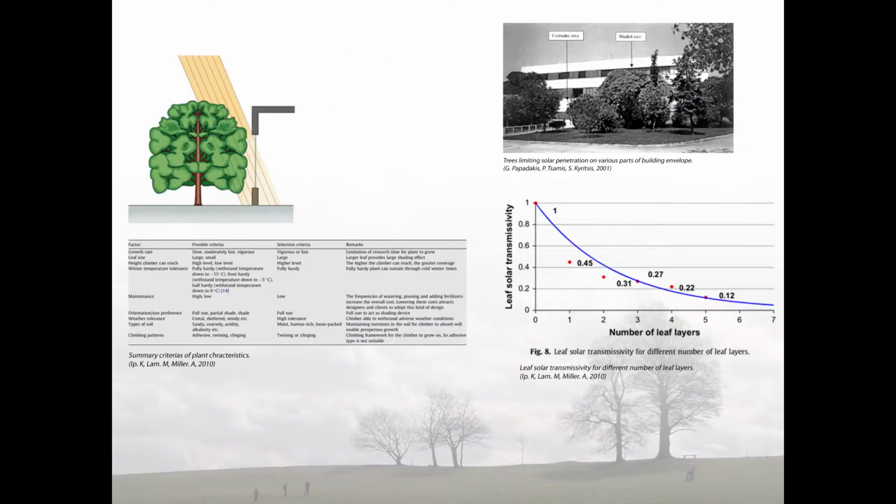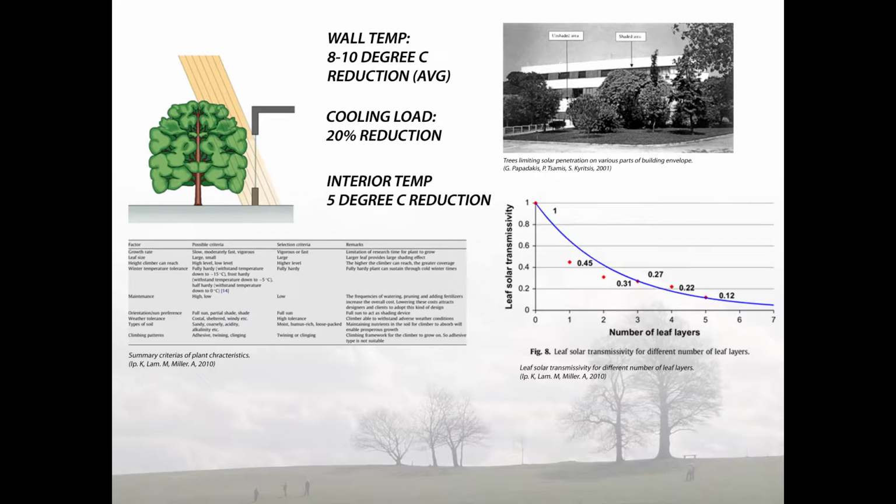Research shows that the larger the leaves created more solar shading effect, and the higher the tree created more coverage. Further research shows that trees can reduce wall temperature up to 18 degrees with averages about 8 to 10 degrees on a summer south-facing facade. This reduces cooling load by 20% and reduces indoor temperature by 5 degrees Celsius.